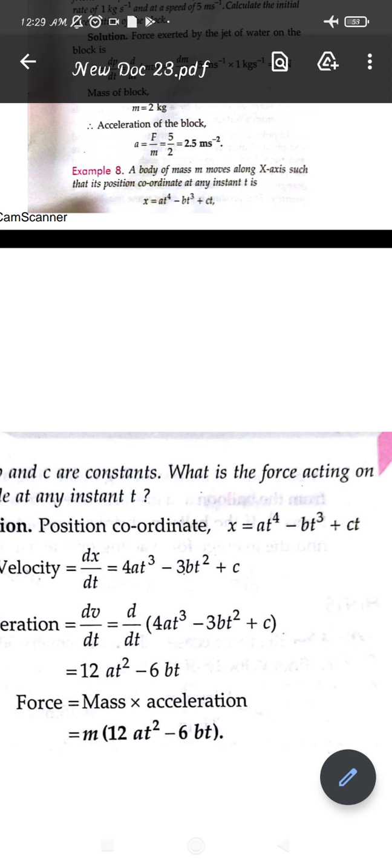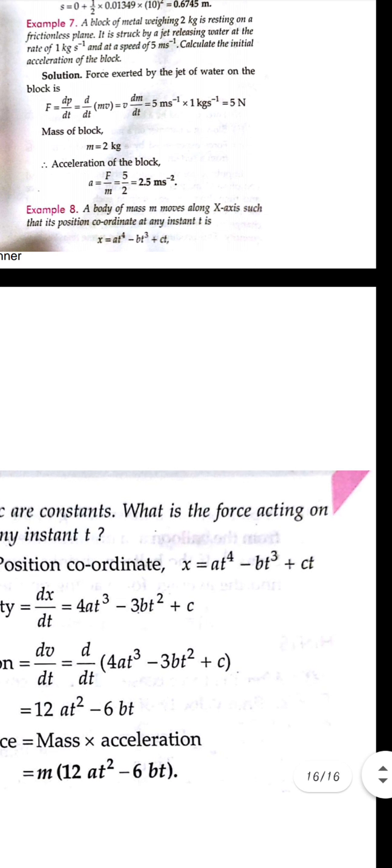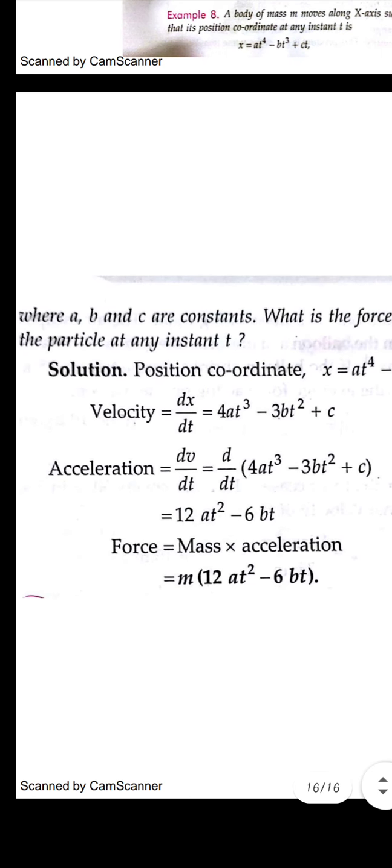Again we will differentiate because this is the velocity, and the rate of change of velocity per unit time is given as acceleration. So again on differentiating it, it is 12at square minus 6bt. So this is the acceleration, and force is mass into acceleration. Mass is not given here, so the relation will be m into 12at square minus 6bt. So this is the relation for mass into acceleration, the force on the body.